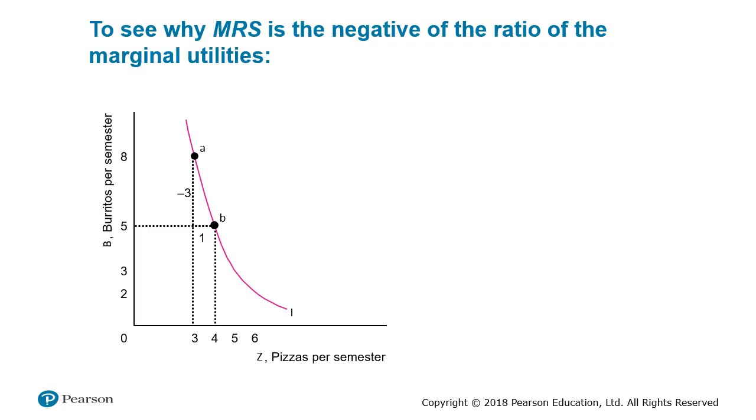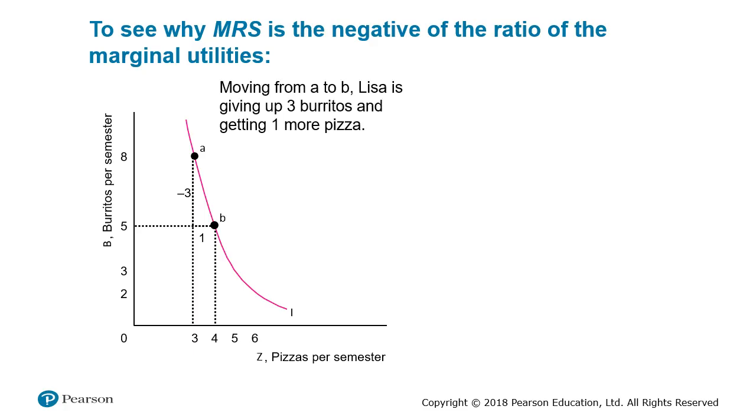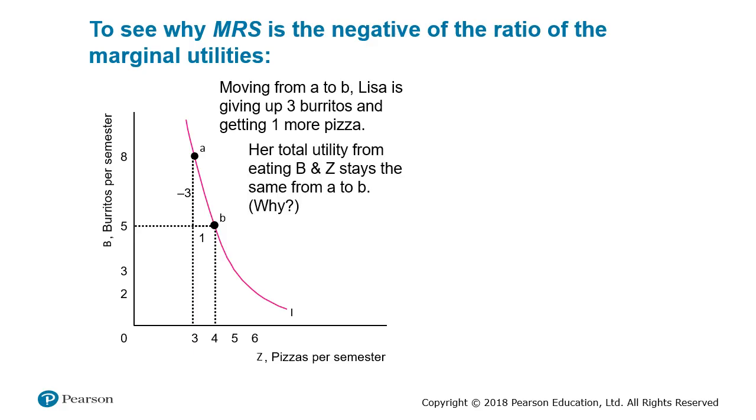Let's look at that on our diagram. Again, there we have the indifference curve for Lisa's burrito and pizza consumption. All of the bundles along that curve take her to the same level of satisfaction. So utility is constant all along the indifference curve. In moving from bundle A to bundle B, Lisa is giving up 3 burritos and getting 1 more pizza. But her total utility from eating burritos and pizza stays the same from bundle A to bundle B.